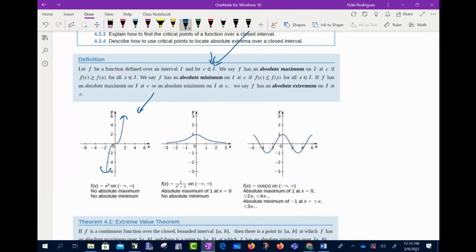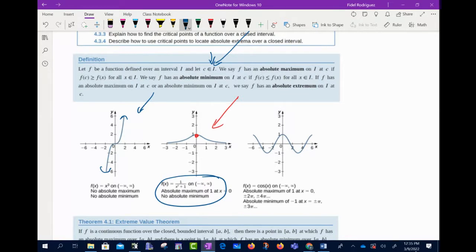Now, here's the graph of f of x is equal to 1 over x squared plus 1. And it says, look, we have an absolute maximum of 1 at x equals 0. What does that mean? The highest point in the graph, y'all, is that point right there. That's what we call the absolute maximum. The graph never goes above 1, and it hits 1 when x is equal to 0. That's right. Very good.